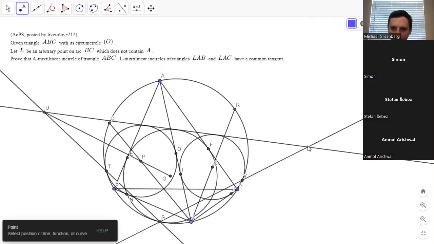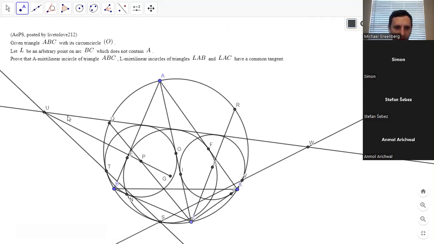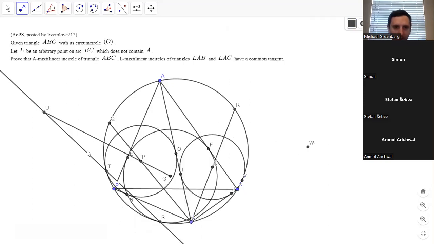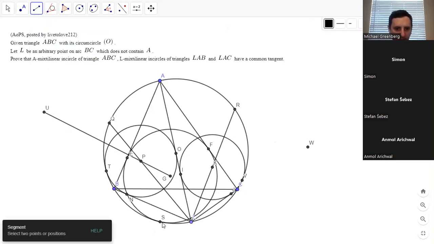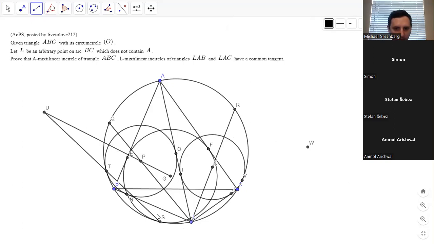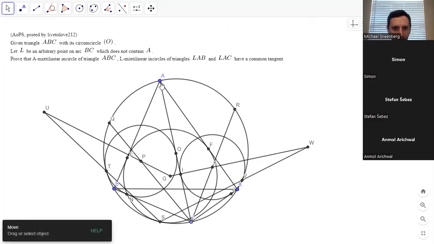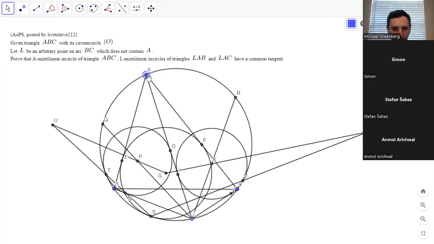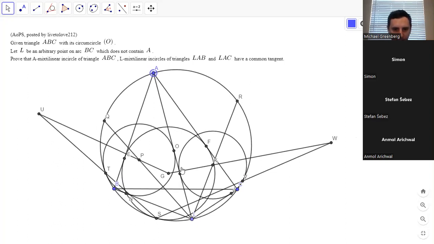Let's see. So let's do it that way. Okay, so we let ST intersect GP, and then we let SV intersect GK. And that doesn't necessarily pass through I, even though I kind of drew it that way. So we want to show that UW is tangent to all three circles.